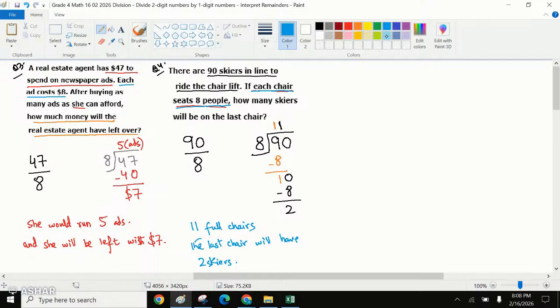Because if we want to see the full chairs, we know that if there were 11 full chairs with 8 people on it, that means 88 people were accommodated on 11 full chairs. That means 2 people have to sit on the 12th chair. Okay. Let's move ahead.